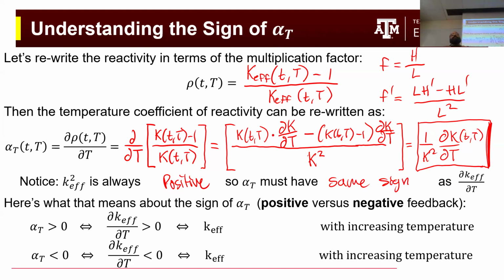So if my coefficient has the same sign as the derivative of my effective multiplication factor with respect to temperature, then whether the coefficient is positive or negative, I can answer the question, how does my effective multiplication factor change due to some change in temperature? So if my alpha T is positive, that means that dk dt is always going to be positive. Therefore, if I increase the temperature of my system, what's going to happen to K effective? If alpha T is positive and I increase temperature, is K effective going to go up or is it going to go down?